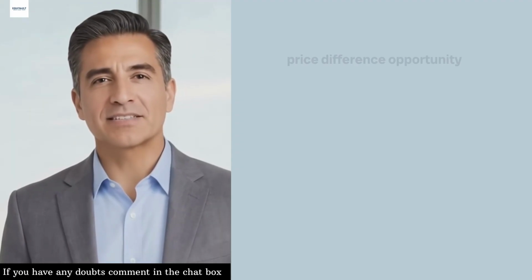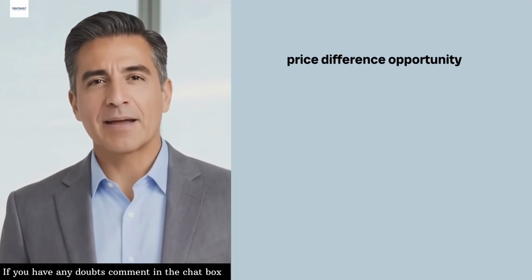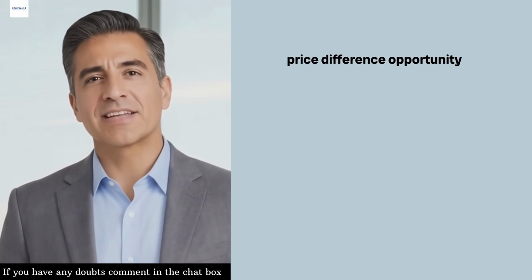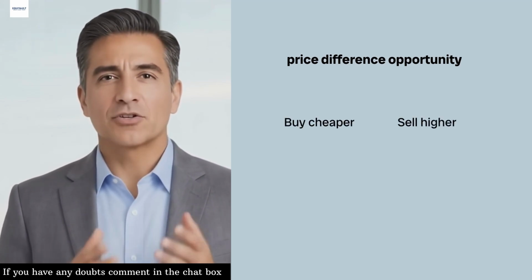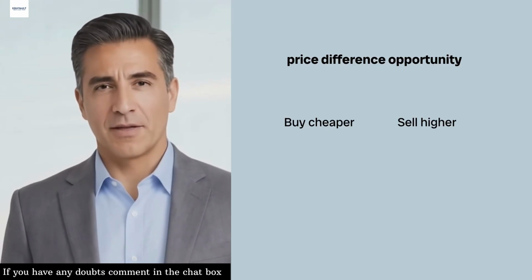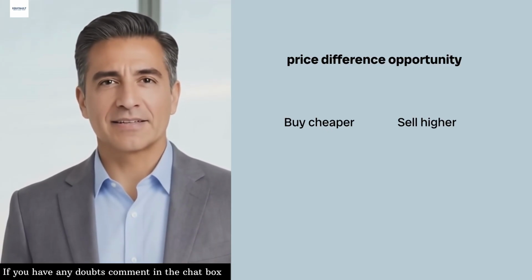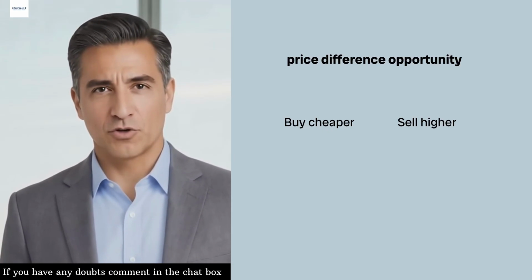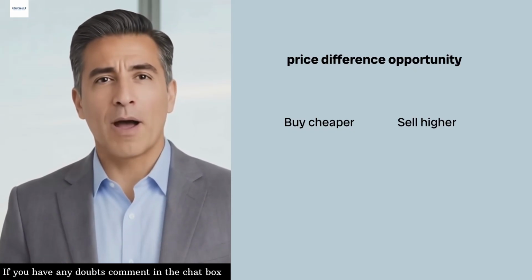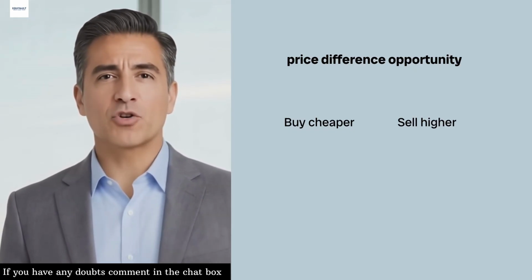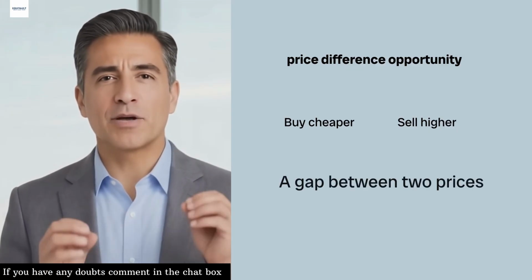Arbitrage is basically a price difference opportunity. When the same thing is available at two different prices and you can buy cheaper and sell higher, the difference becomes your potential profit. The most important thing to understand is this: arbitrage is not about predicting the future. It is not like gold will go up or gold will go down. Arbitrage is about one thing only: a gap between two prices.